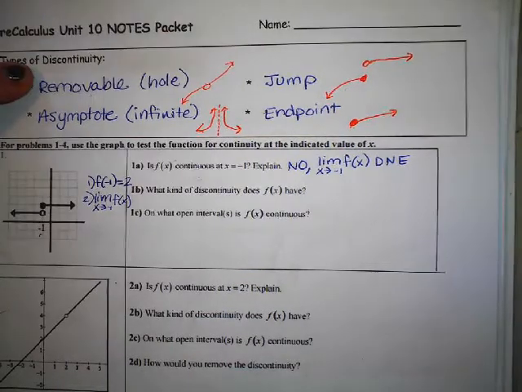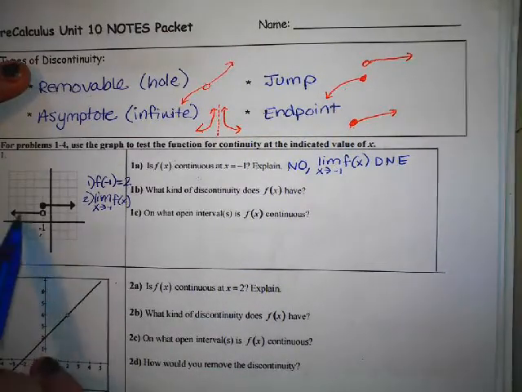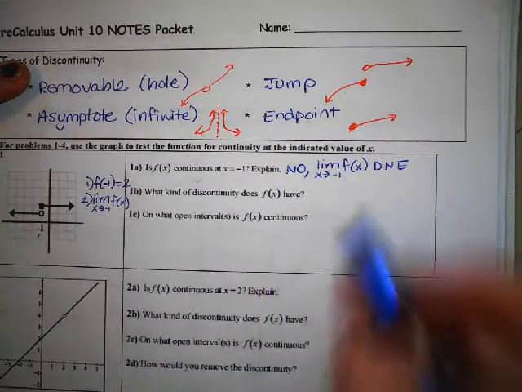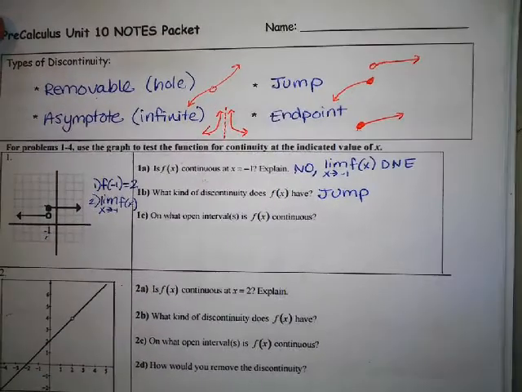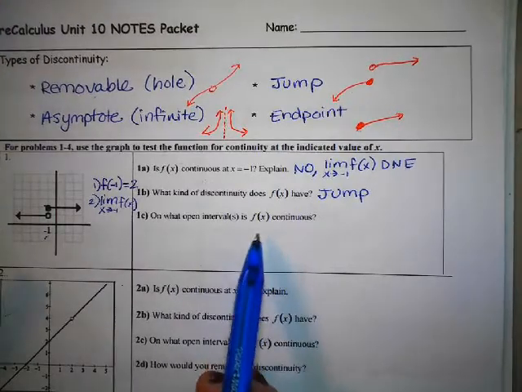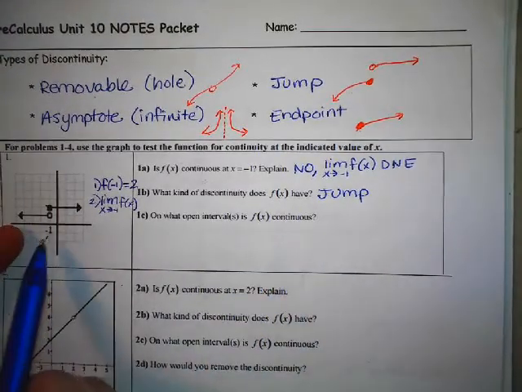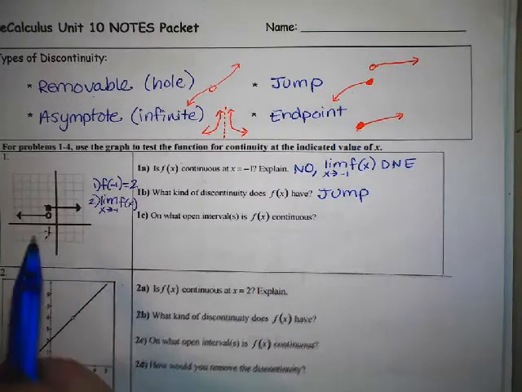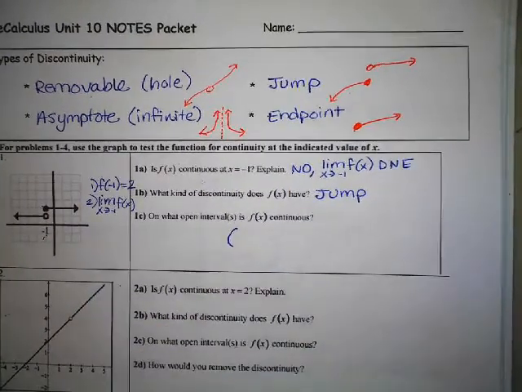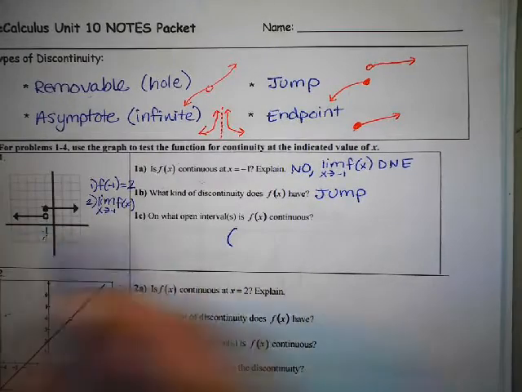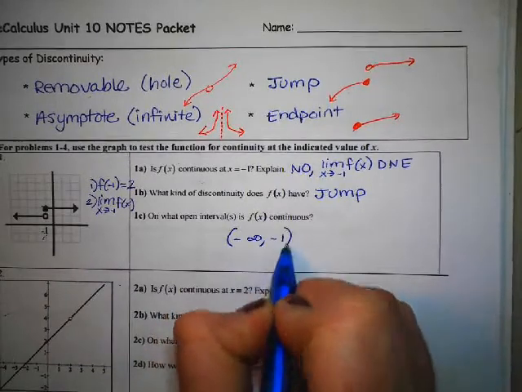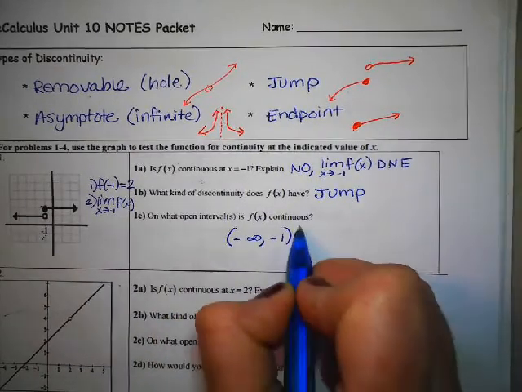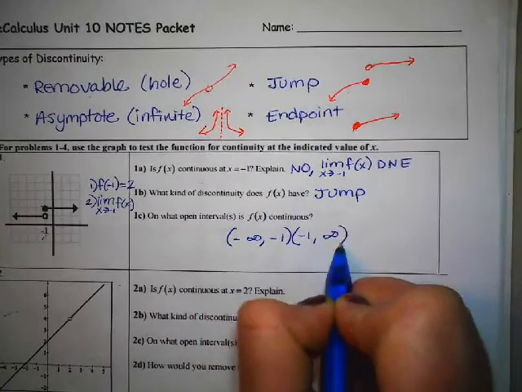Part B asks, what type of discontinuity? Let's look at our 4 choices. This one looks like I'm moving along and I jump. So this is called jump discontinuity. Part C says, on what open intervals is the function continuous? I know it's discontinuous at -1, but where is it continuous? I'm going to write an interval and list all my x values. So -infinity all the way up to -1, but it does not include -1, so I put a parenthesis. And then -1 up to infinity.